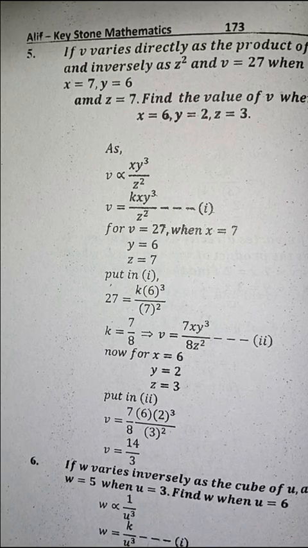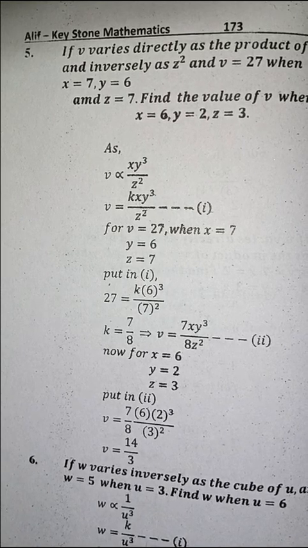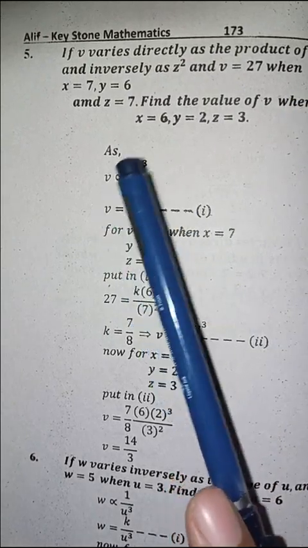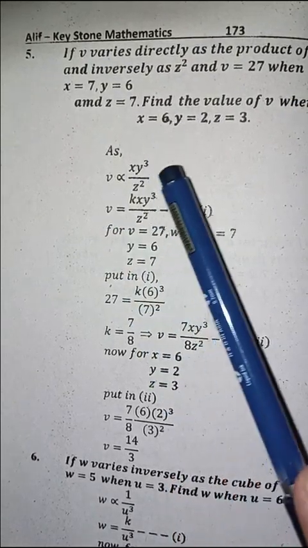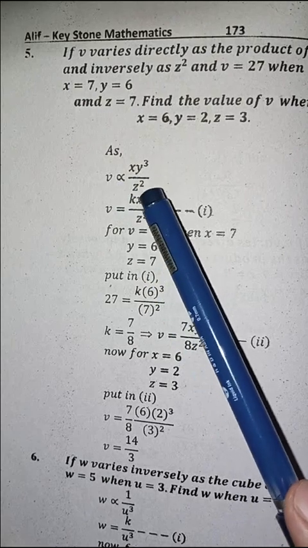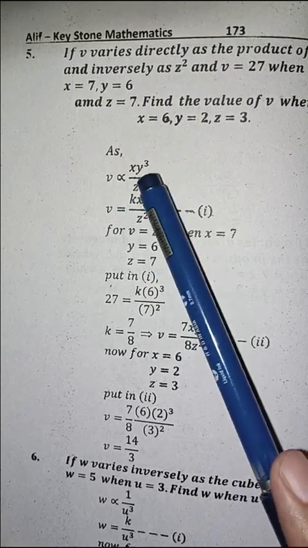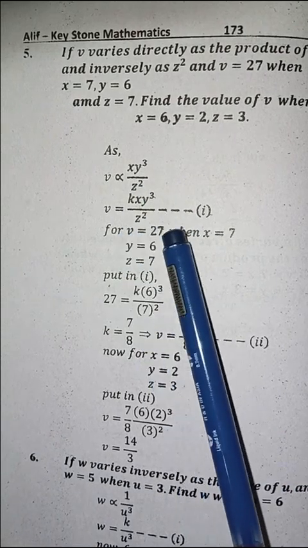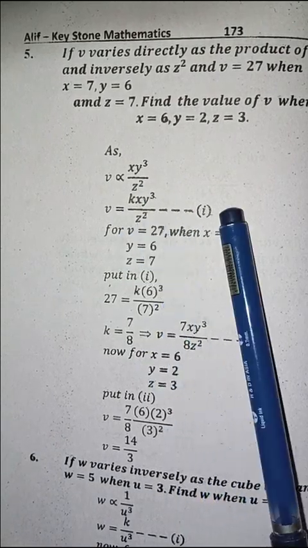Today we will do Exercise 3.5, Question number 5. Question number 5 is: if v varies directly as the product of x and y cubed, so v is directly proportional to xy cubed, and inversely as z squared, so v is inversely proportional to z squared. So we get v ∝ xy³/z², so we get v = kxy³/z², which is equation 1.